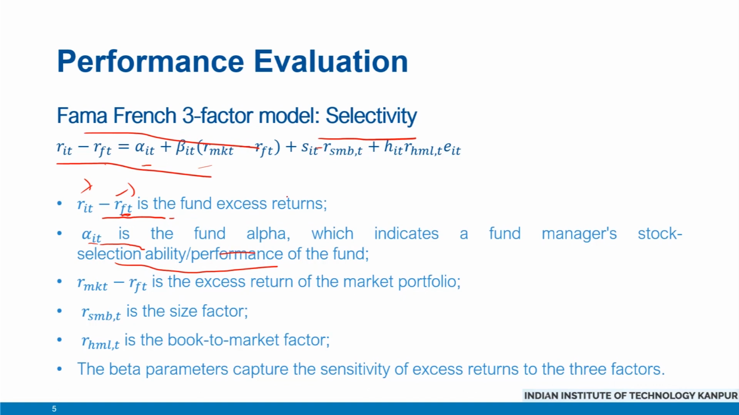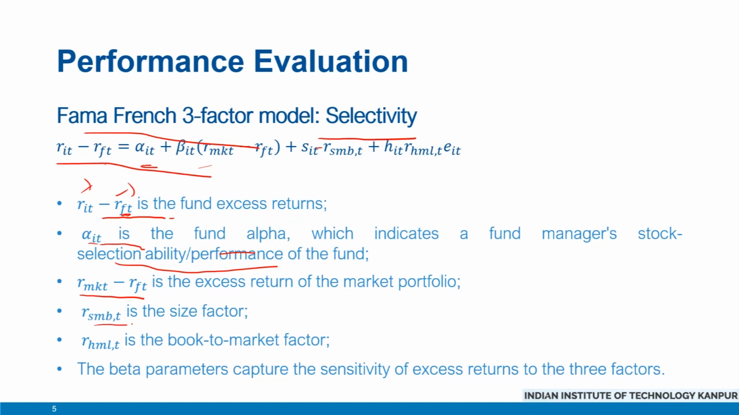A positive and significant intercept, this alpha IT, would indicate the manager's strong stock selection ability, and thus good performance. However, if it is negative and significant, it would indicate the manager's poor stock selection skills, which may be one of the contributing factors to underperformance. Then you have R market minus RFT, which is the excess return of the market portfolio over the risk-free rate.